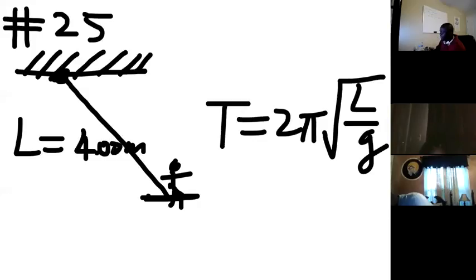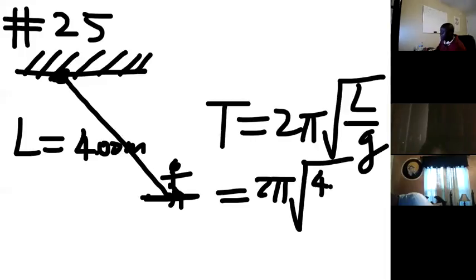That is, the weight of the child is concentrated 4 meters below the pivot point. So 2 pi square root of 4 divided by 9.8.